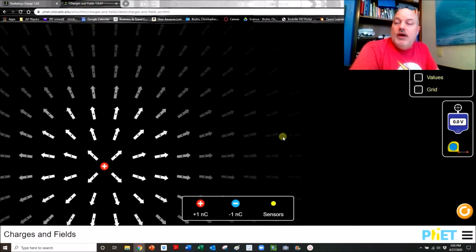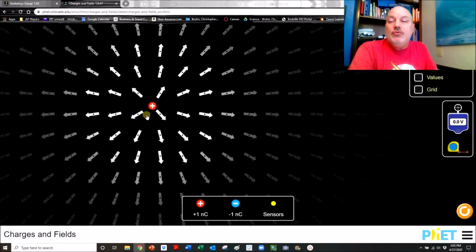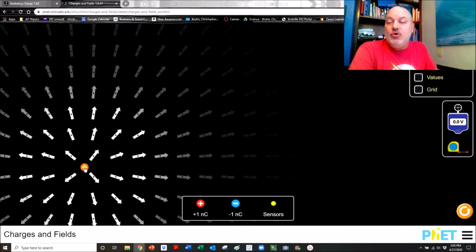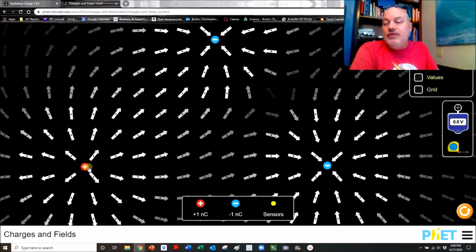Another view of an electric field, here's a different way to view it. Notice how the electric field radiates outward, and as I move this around, the electric field changes as I move it. And if I put multiple charges out here, I will get a combined electric field picture. Notice how the electric field will point from positives to negatives. I have two negatives here, so the electric field points into this one or into this one.